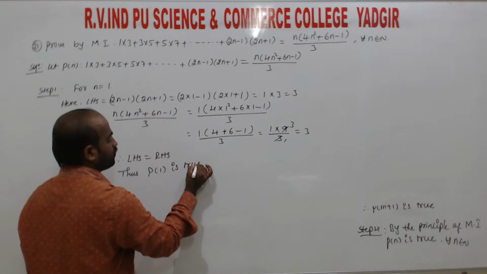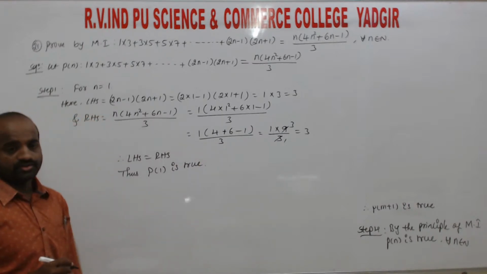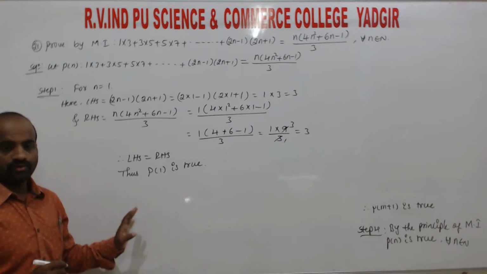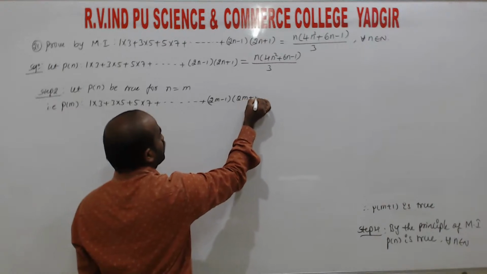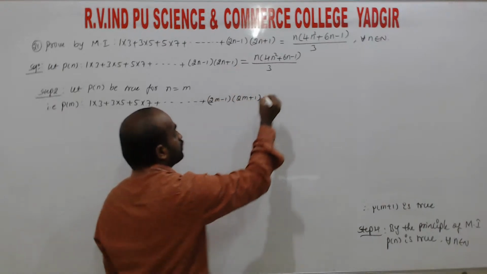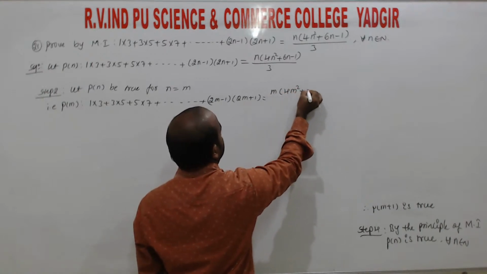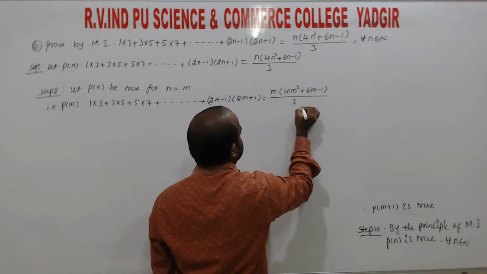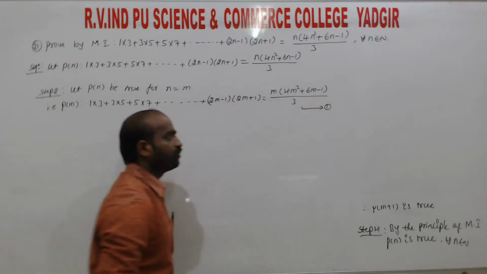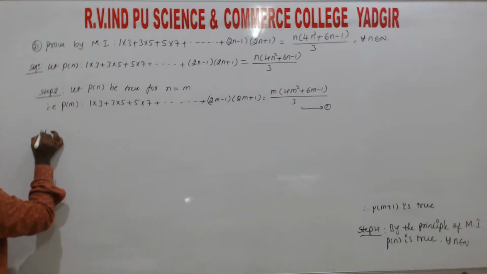P of 1 is verified. P of n is true for n is equal to 1. Next step, plus 1. Okay. m into 4m square plus 6m minus 1, divided by 3. Equation 1. Okay. Next, step 3.